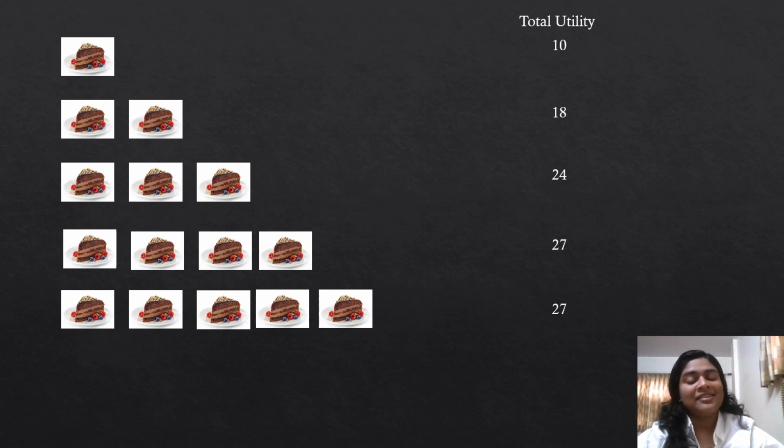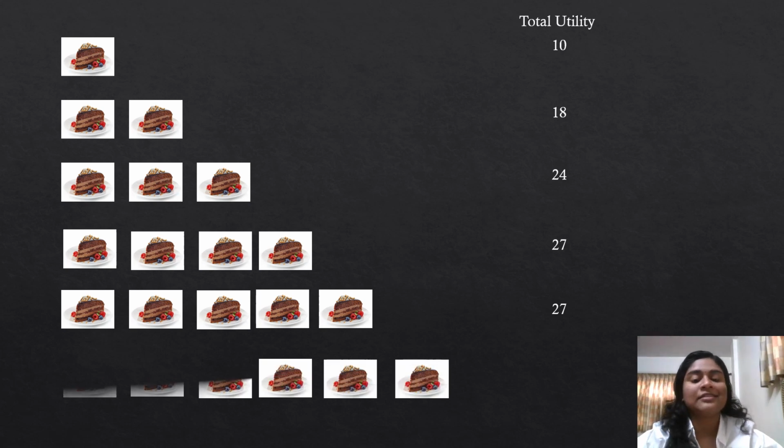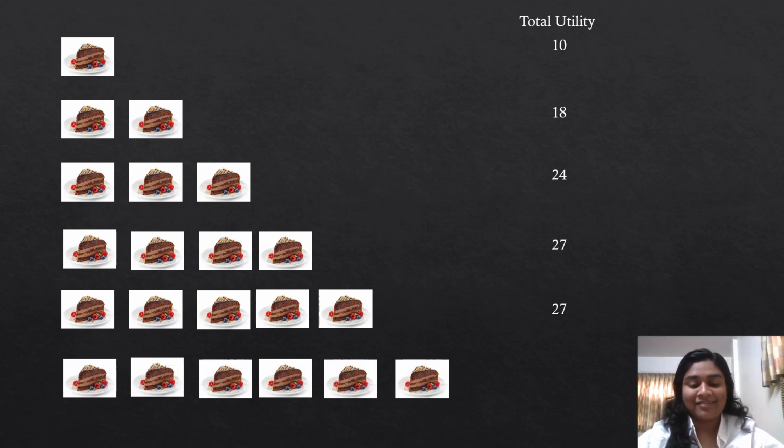But in such a scenario, if you are offered another piece of cake, what would happen? If you are offered the sixth piece of cake, then you would feel really unwell. You would start puking. You would start hating cake as a whole. And then the total utility falls. So from 27, it falls back to 24. So over here, we see a pattern.